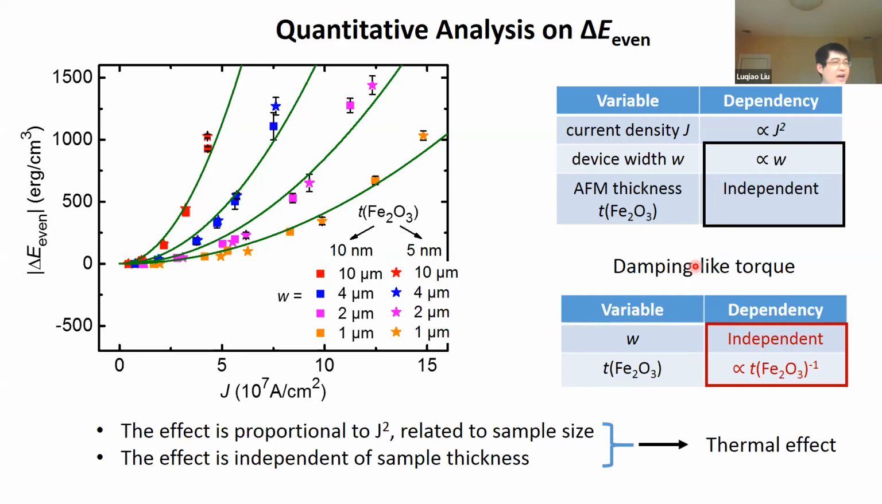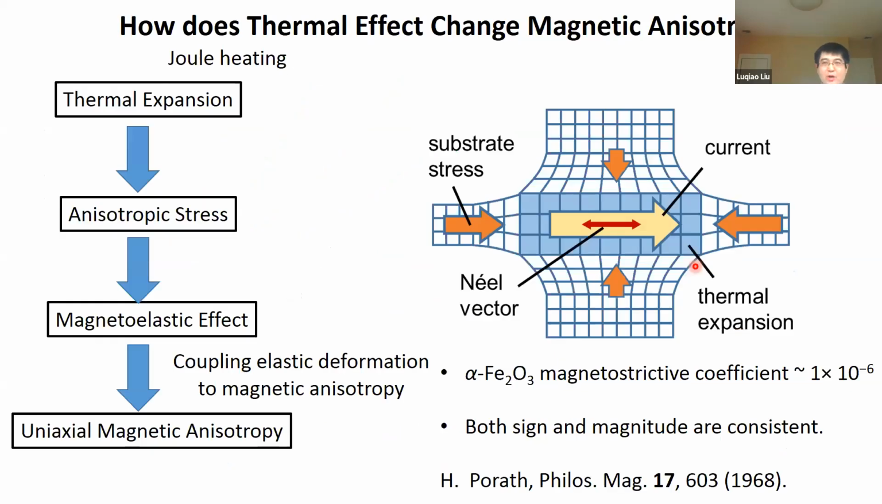But how can a thermal effect contribute to the magnetic part of the energy? If it's just a simple trivial thermal heating, and then it just weakens the anisotropy, then you should not expect a sign reversal in the anisotropy energy. So basically, it needs some more sophisticated mechanism.